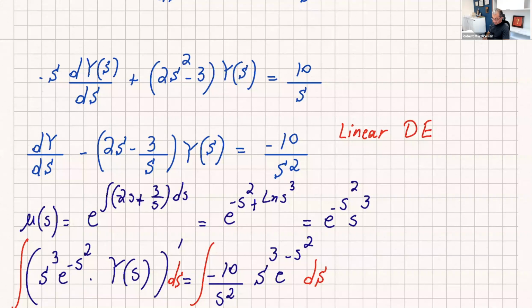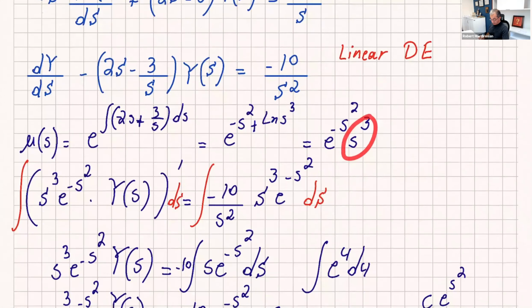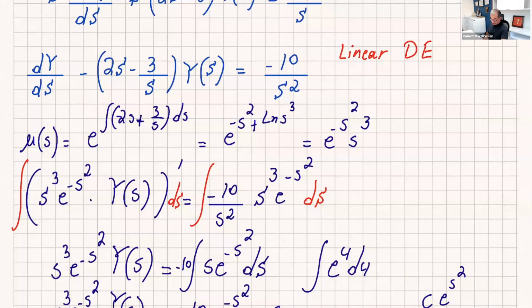The integrating factor is e to the power of the integral of p of x dx, but in this case it is p of s. You can take the integral of that. So it's negative s squared plus the integral of 3 over s, which is ln s cubed. Now you can separate those and write e to the power of negative s squared times e to the power of ln s cubed, which is just s cubed. Then, as we know, the product rule applies here. So the left side becomes the derivative of s cubed times e to the negative s squared times y of s.